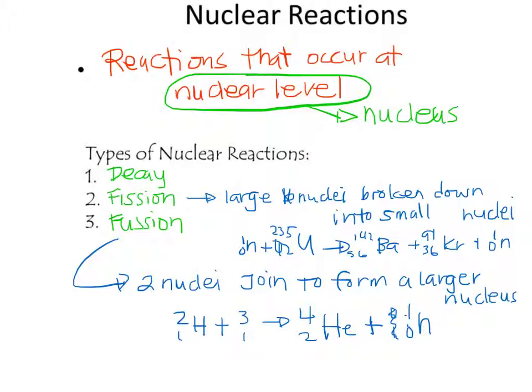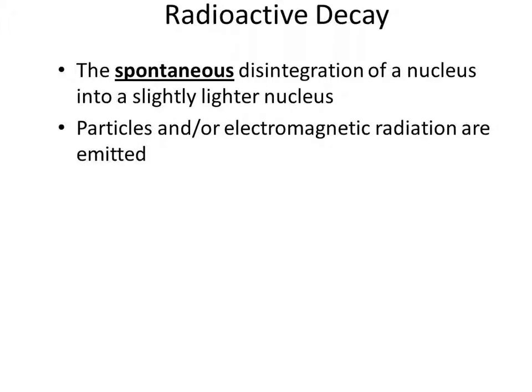But in this tutorial, we're going to focus on radioactive decay. Radioactive decay is the spontaneous disintegration of nuclei into a slightly lighter nucleus, and particles or electromagnetic radiation are always emitted by these types of radioactive decay. One thing I do want to add: when we talk about spontaneous disintegration, it's not like the nucleus is going away, you're just breaking down. So a better term for this would be a breakdown of a nucleus.